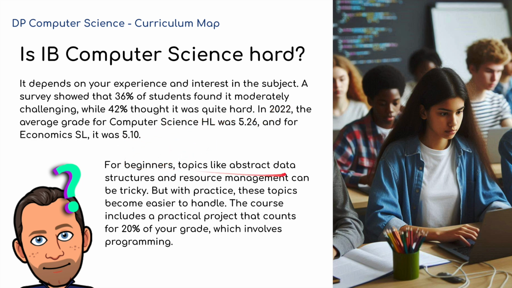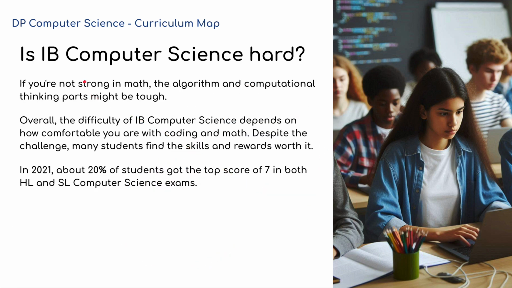For beginners, topics like abstract data structures and resource management can be tricky, but with practice, these topics become easier to handle. The course includes a practical project that counts for 20% of your grade, which involves programming. Okay, if you're not strong in maths, the algorithm and computational thinking part might be tough. Overall, the difficulty in IB computer science depends on how comfortable you are with coding and mathematics. Despite the challenge, many students find the skills and rewards worth it. In 2021, about 20% of the students got the top score of 7 in both higher level and standard level computer science exams.